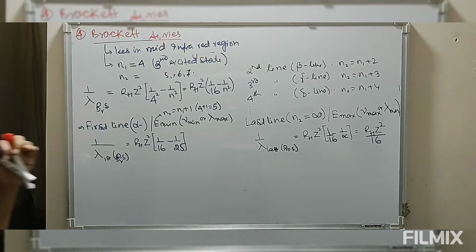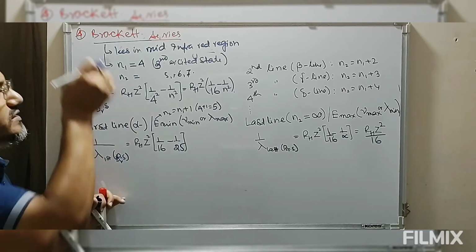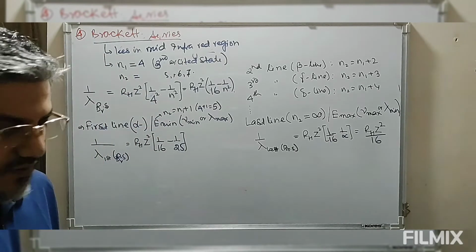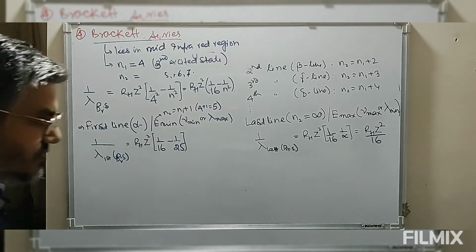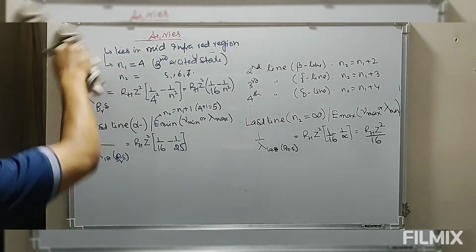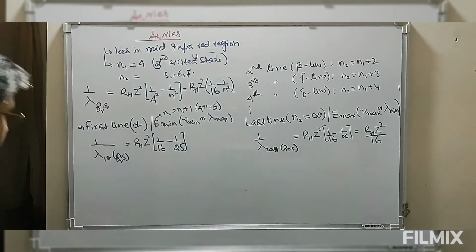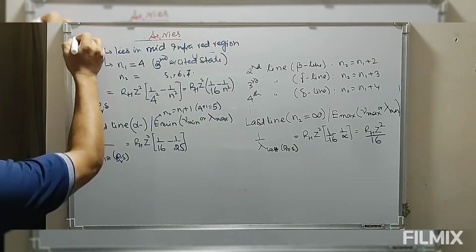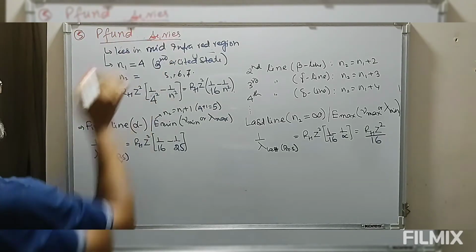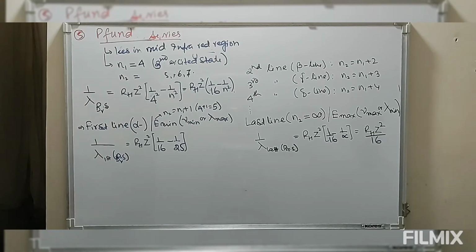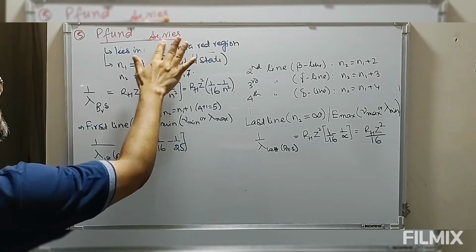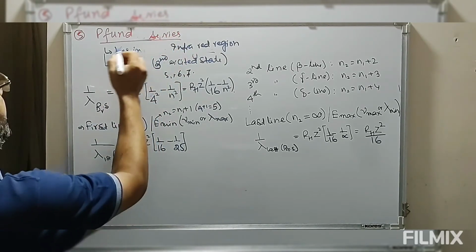If you look at this, all of this is almost similar. We are just using the equation, that is the Rydberg equation. And the fifth series is known as Pfund series. This series lies in infrared. So we say this is the far infrared region. This lies in far infrared.